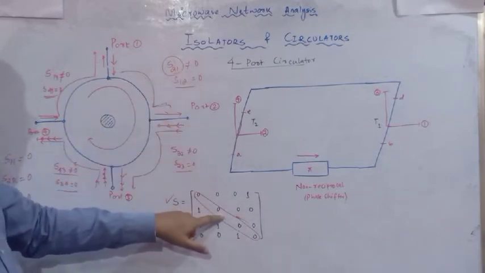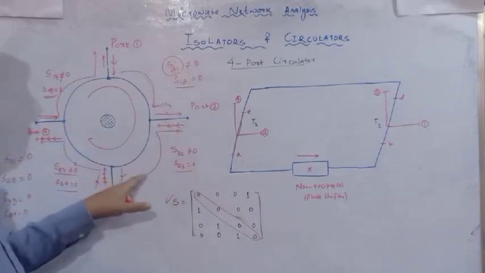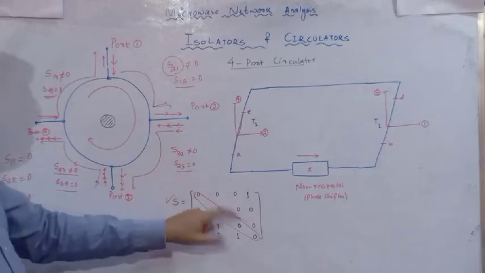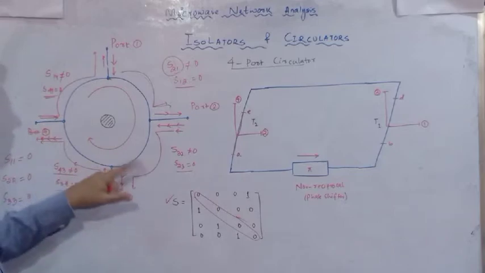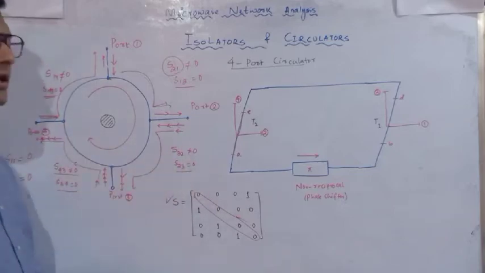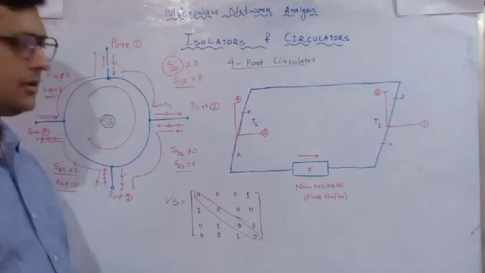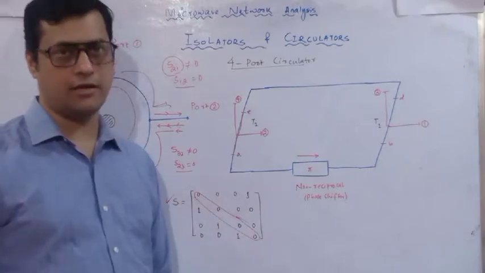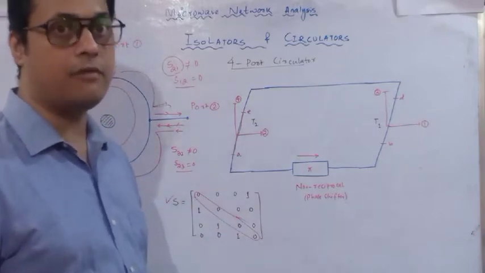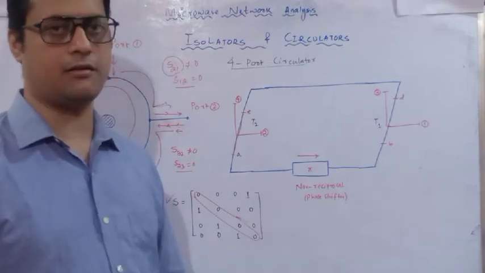This is S22, it is 0. S23, there is no link between 2 and 3, so here we have substituted 0. And S24, there is no link between 2 and 4, so it is 0. Similarly, other parameters also you can substitute and you can determine the scattering parameters for the 4-port isolator. But how this isolator works, that main question will come now.